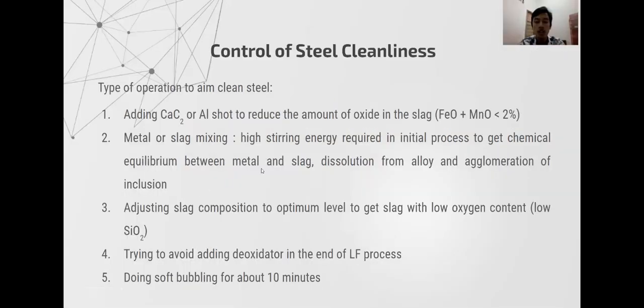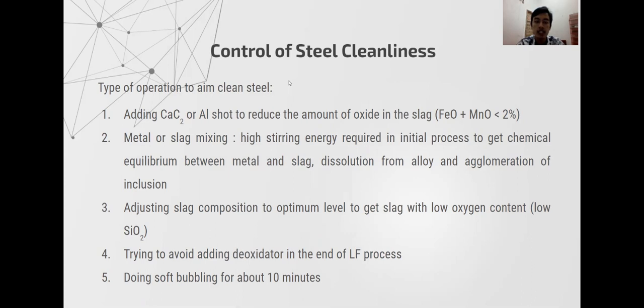Okay, so how do we control steel cleanliness? These are five types of operation to aim for clean steel. First, adding calcium carbide or aluminum salt to reduce the amount of oxide in the slag, with FeO plus manganese oxide below 2%. Second, metal or slag mixing.